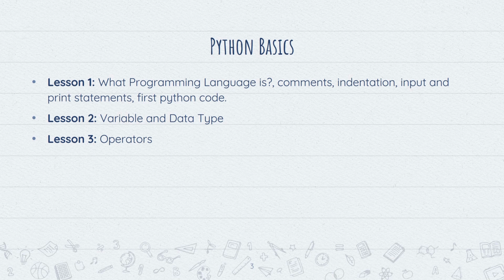Our Python Basics has 3 lessons. The first lesson is all about what a programming language is, what are the different types of programming languages, and what Python is. And you will learn the structure of Python, with which we'll understand what the comments are, indentations are, and input and print statements are. Along with that, we'll write our first Python code. Now, lesson 2 is all about what are variables and what are data types that we'll be using in our Python programming language. And lesson 3 is all about operators and its functionality.